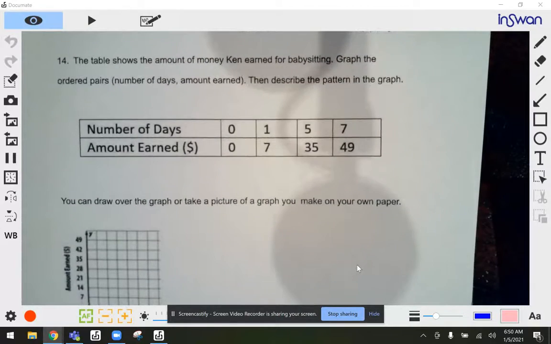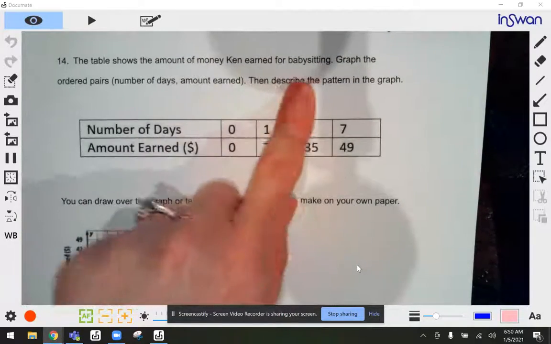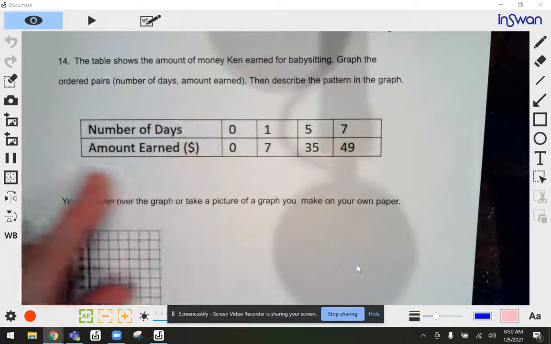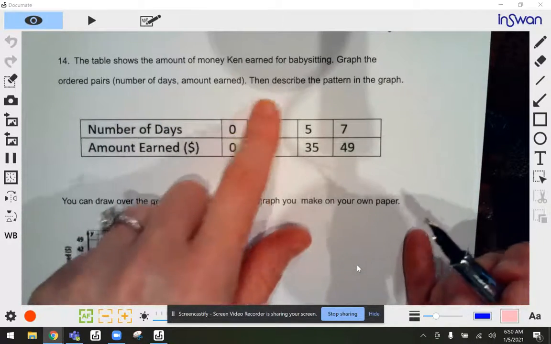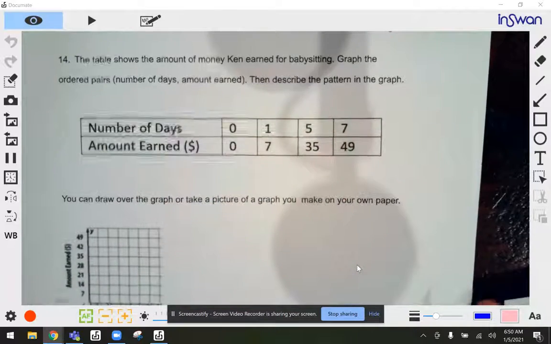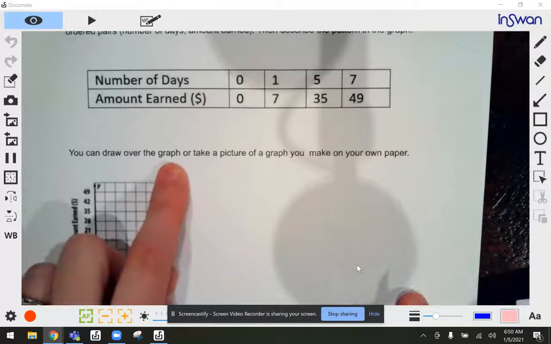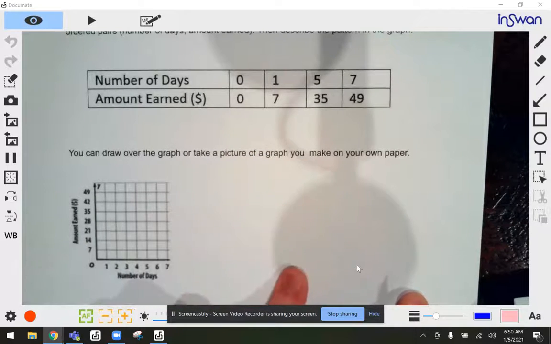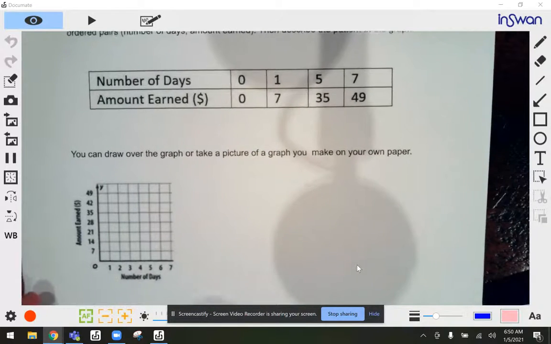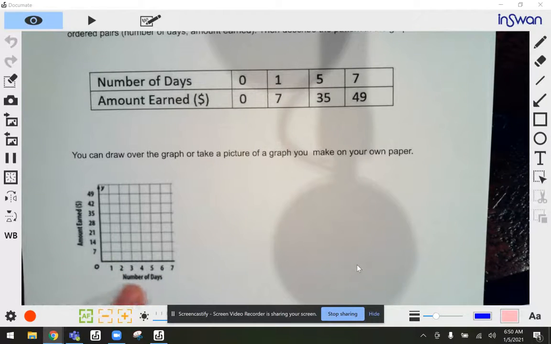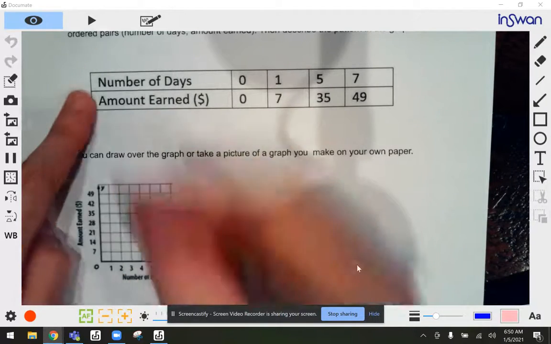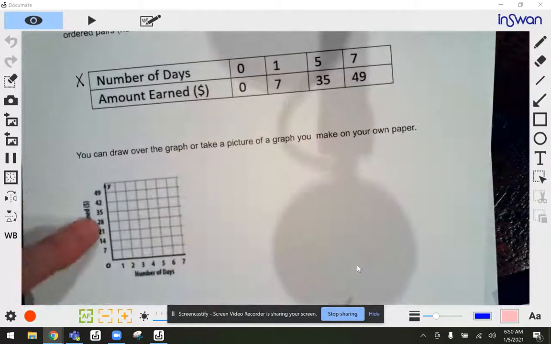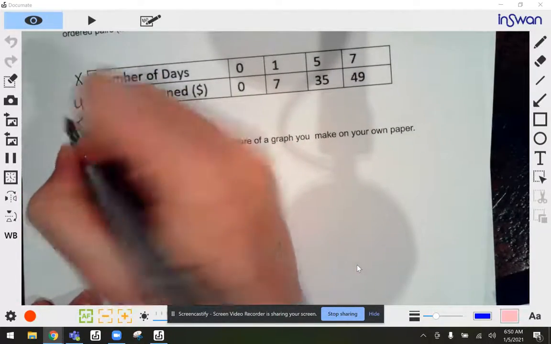All right, so here the table shows the amount of money Ken earned babysitting. Graph the ordered pairs, number of days, and amount earned. So these are your ordered pairs, and then describe the pattern in the graph. You can draw over the graph and take a picture, or make it on your own paper and take a picture there. So here, notice on the x-axis, we have number of days. So that means this is our x values. And on the y-axis, amount earned. So this is our y values.